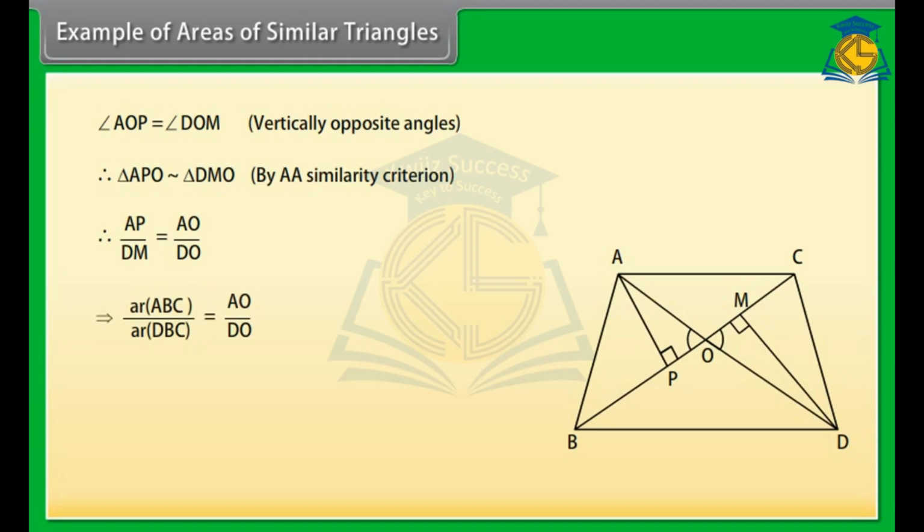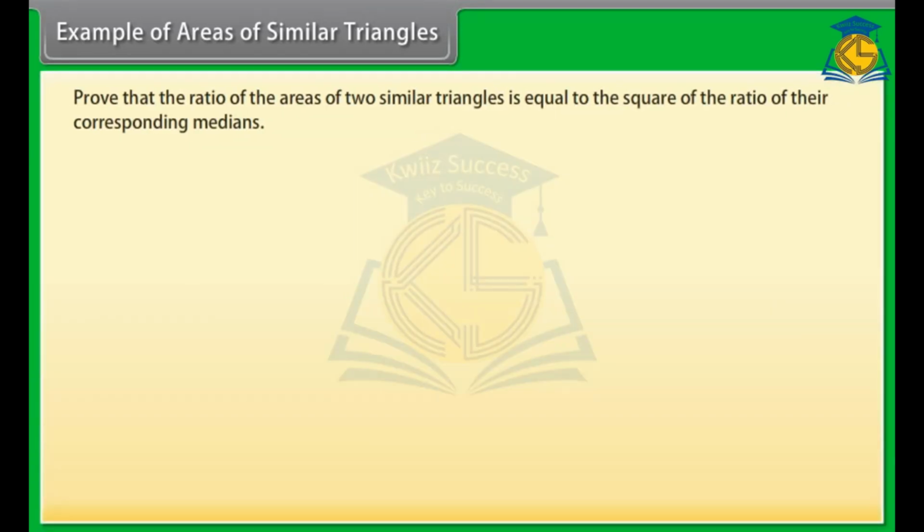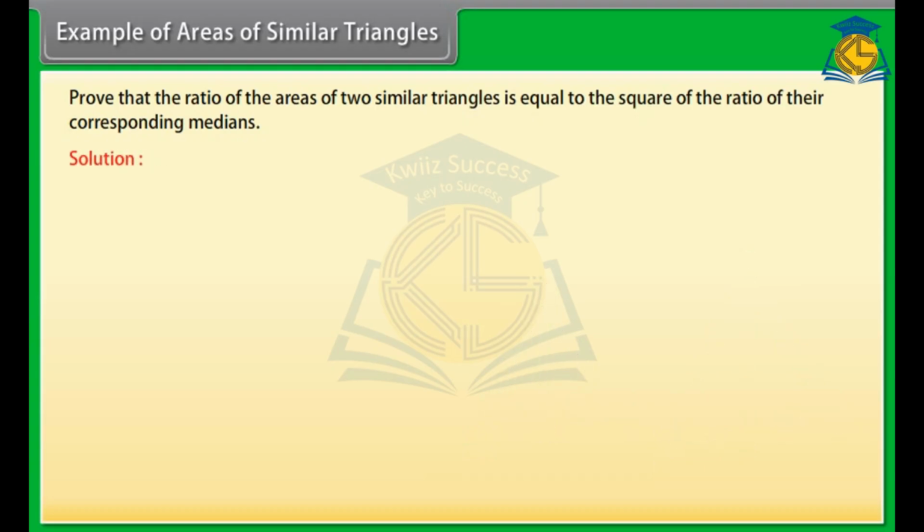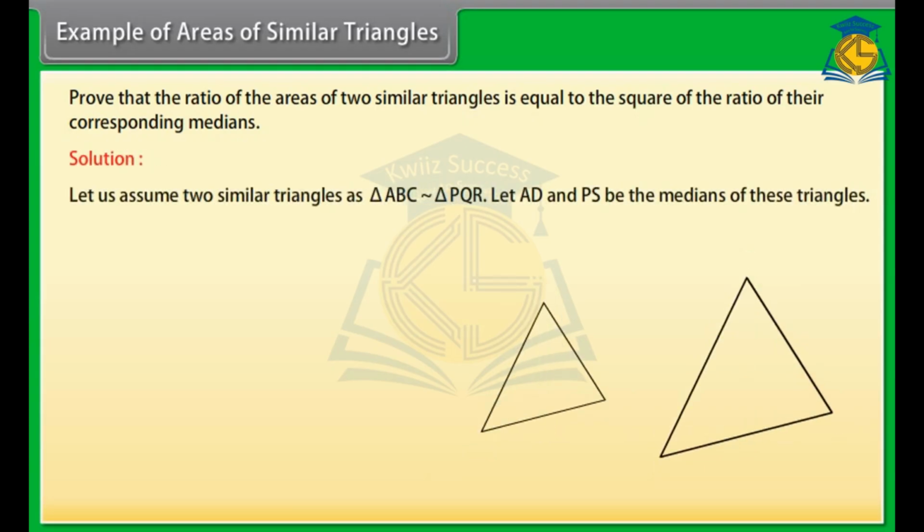Prove that the ratio of the areas of two similar triangles is equal to the square of the ratio of their corresponding medians. Solution. Let us assume two similar triangles as triangle ABC is similar to triangle PQR.